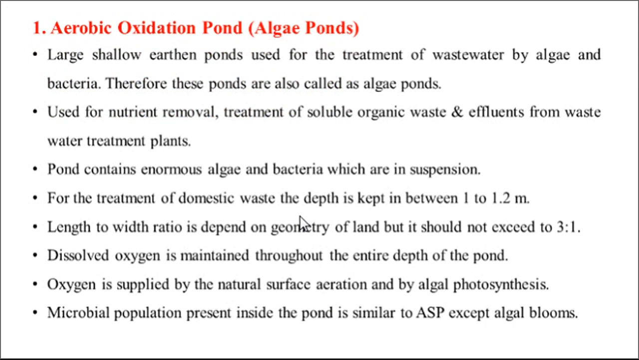So we are going to study in detail regarding aerobic oxidation pond. Now this pond is also called as algae pond because of the more presence of algae in the pond. So large shallow earthen basin used for the treatment of wastewater by algae and bacteria is called as aerobic pond, and hence these ponds are also called as algae ponds. These ponds are used for removal of nutrients from the wastewater. So nutrients such as nitrogen, phosphorus and sulfate can be removed by the algae and the bacterial action.